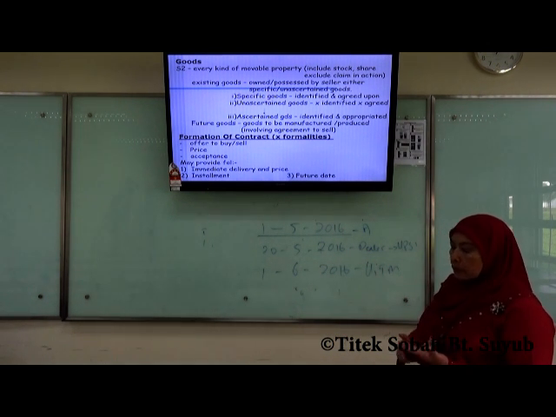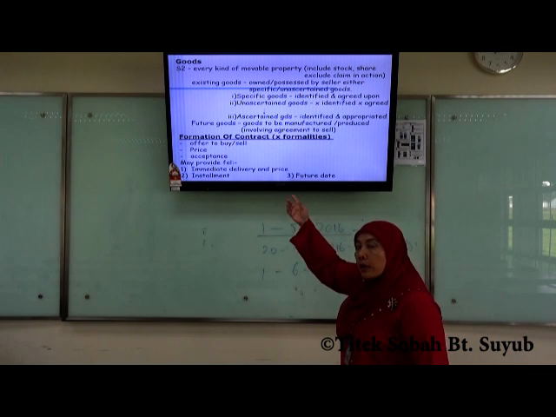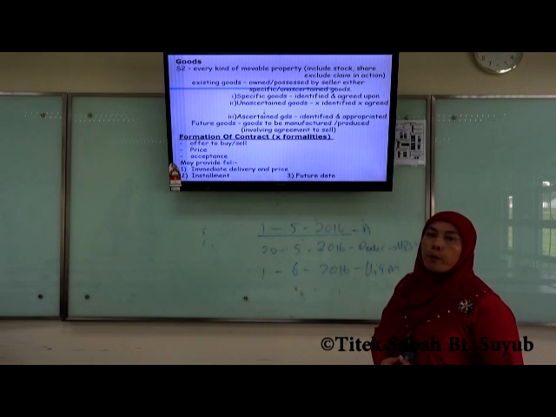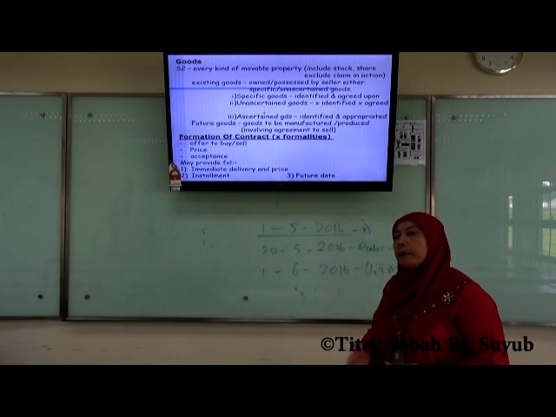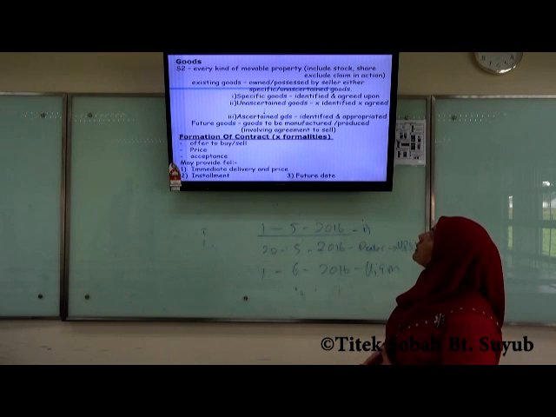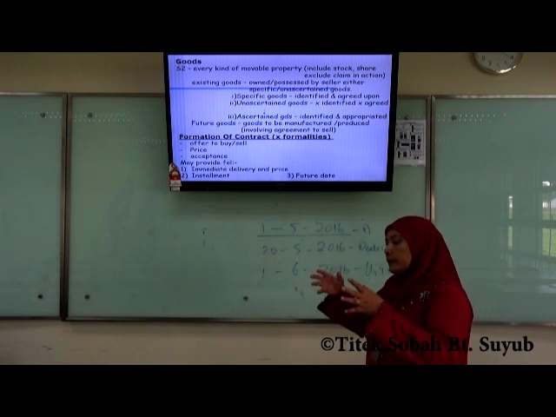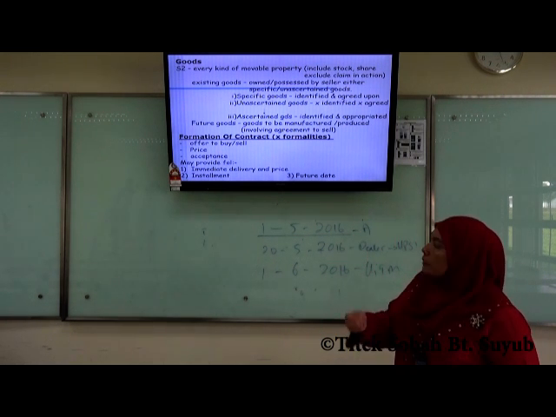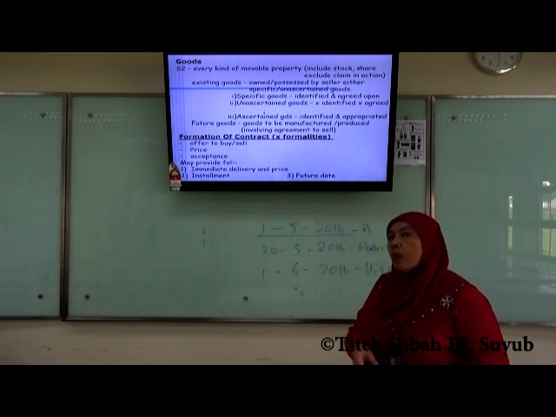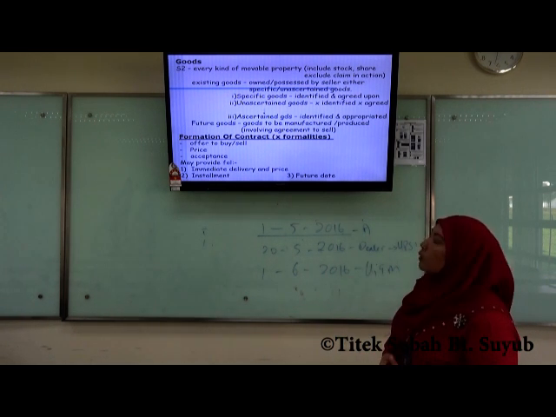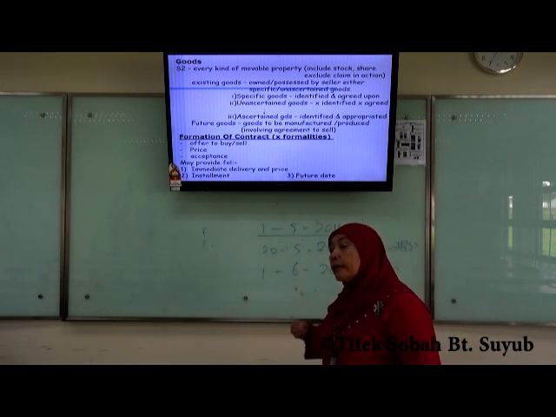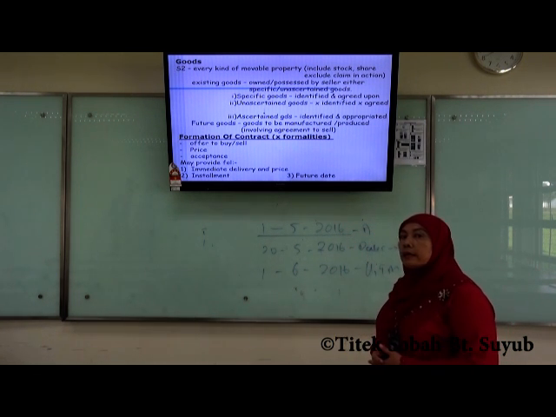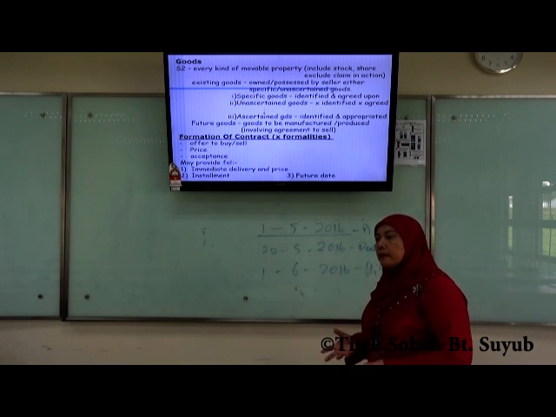So these goods comprise two kinds of goods, existing goods and also future goods. Existing goods are goods which are owned or possessed by the seller, and these goods can be specific goods or unascertained goods. Meaning these goods are already with the seller in his possession and belong to him. What is a specific good? Specific goods are goods identified and agreed upon by the buyer. Unascertained goods are goods which are not identified and not agreed by the buyer yet.